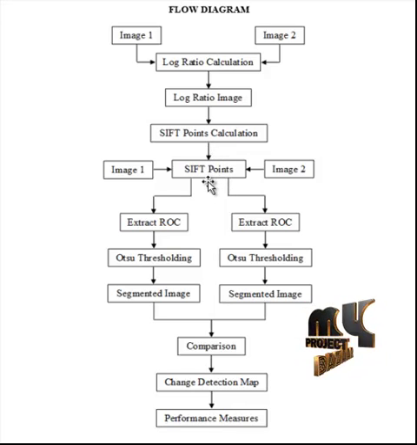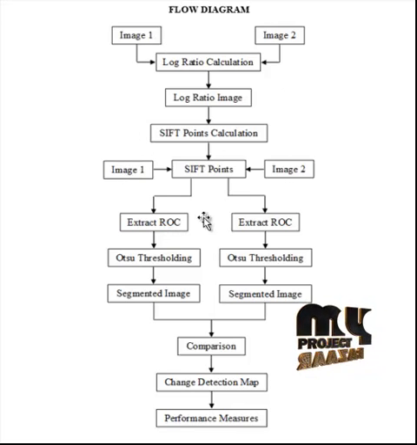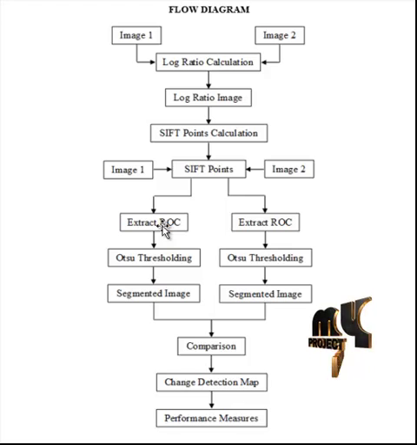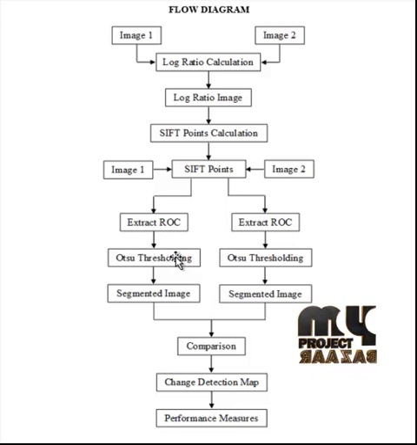Based on the identified SIFT points for the first image and the second image, the ROI regions were extracted. The ROI regions indicate the specific regions present around the particular key point, the SIFT key point. The particular regions were then segmented based on the Otsu thresholding process. The final resulting segment image denotes the changes in the input images.